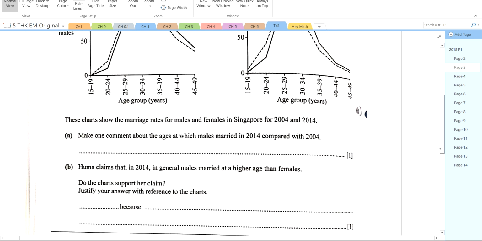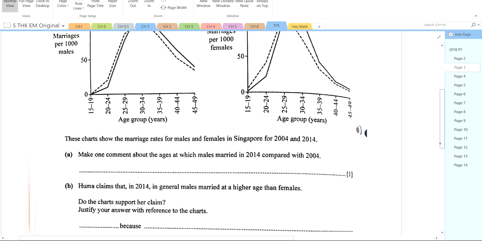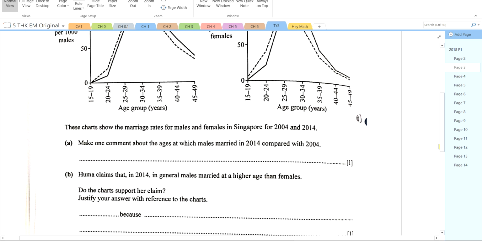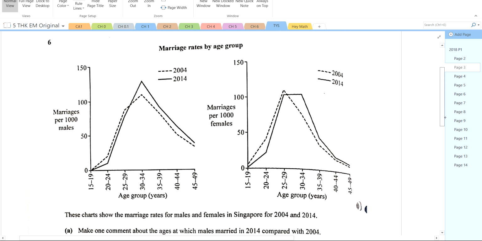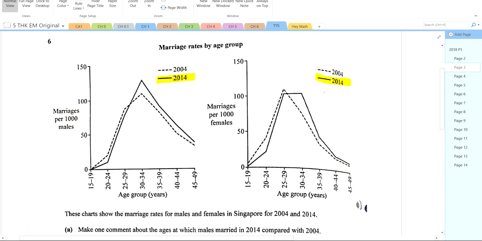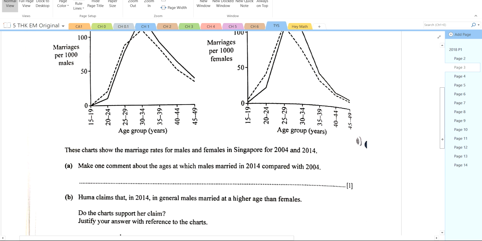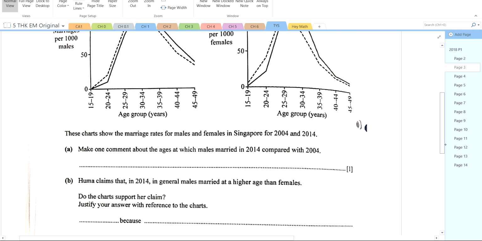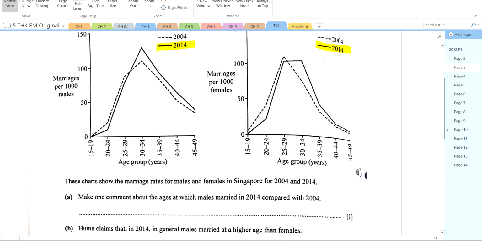Huma claims that in 2014, in general, males married at a higher age than females. So we only need to consider the 2014 information. All the solid lines. Males married at a higher age than females. Do the charts support her claim? Okay.